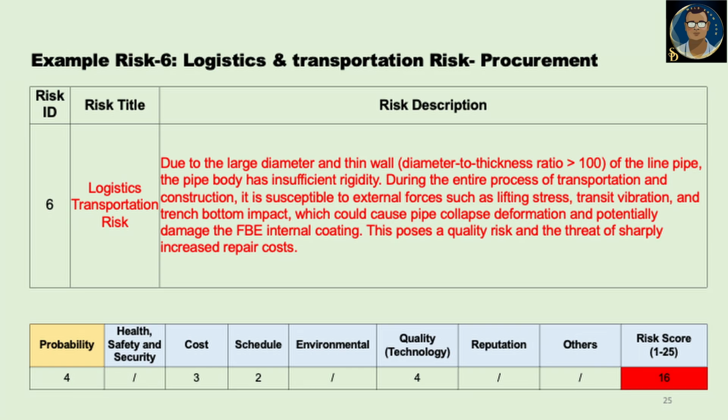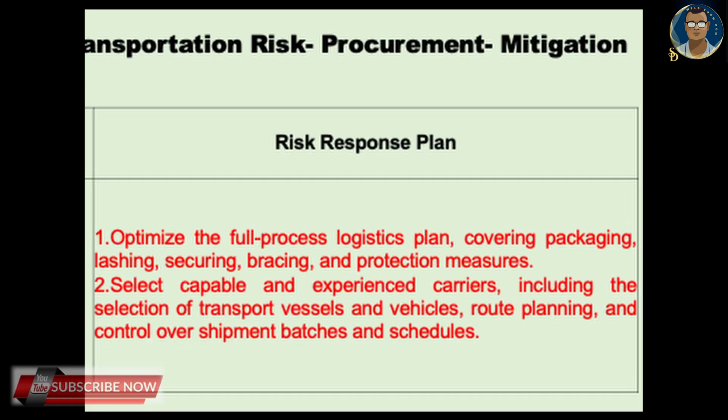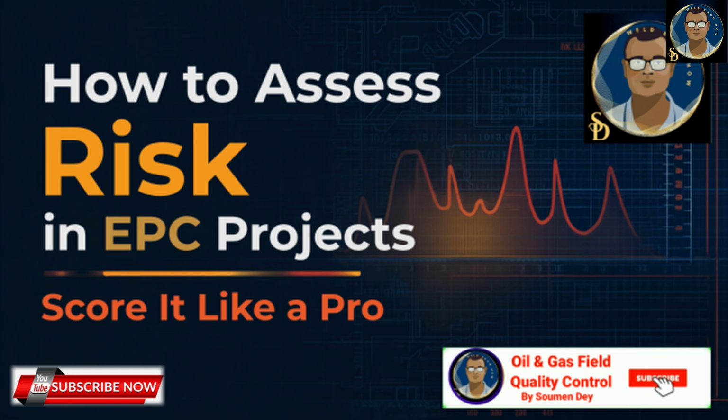So all of these risks are identified and then we are trying to mitigate them. We optimize the full logistic plan, select capable experienced carriers including the transport vessels and vehicles, do route planning, we can change the route, and control shipment batches and schedule. So that's enough examples of risk assessment for an EPC project.